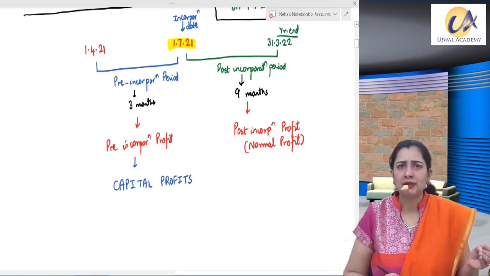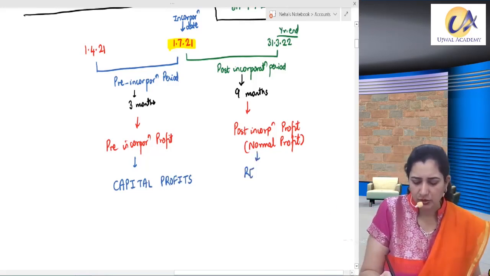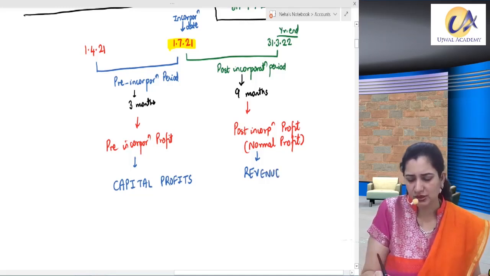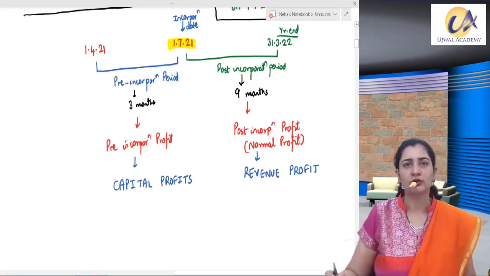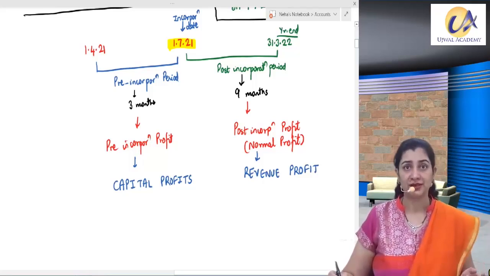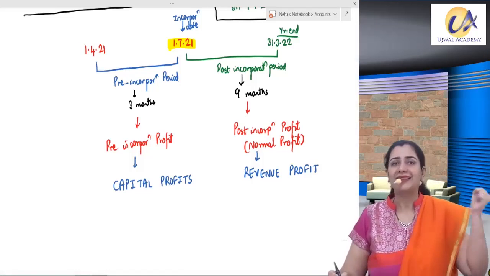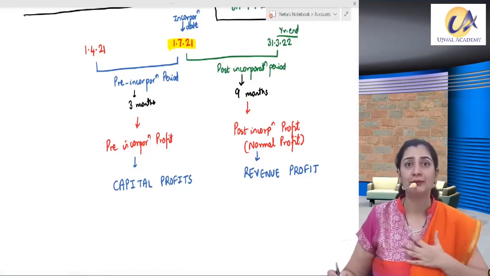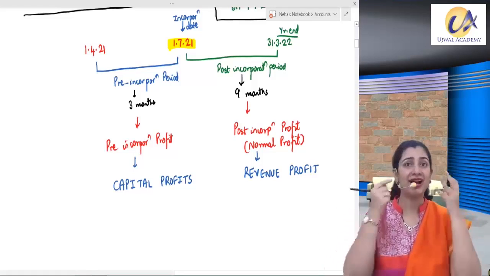You know what is capital profit and revenue profit? Revenue profit is regular profit. You are doing business, you are earning profit, it is revenue profit. That's what you're doing the business for, to earn revenue profit. But here you were lucky, तुमको 3 months का profit मिला, and that is the capital profit I am talking about. अब ये capital profit क्योंकि why it is capital?